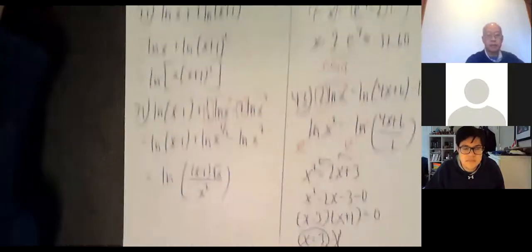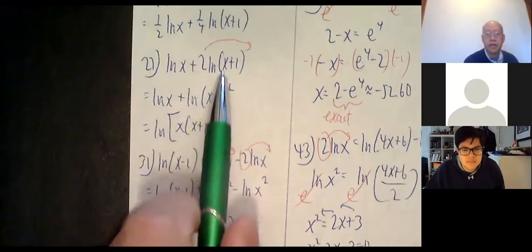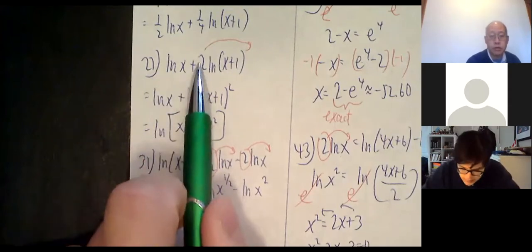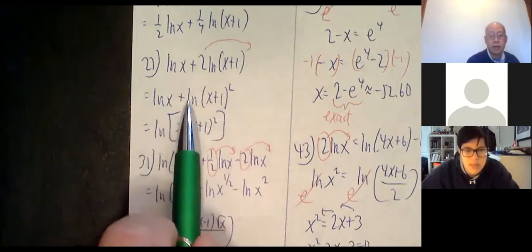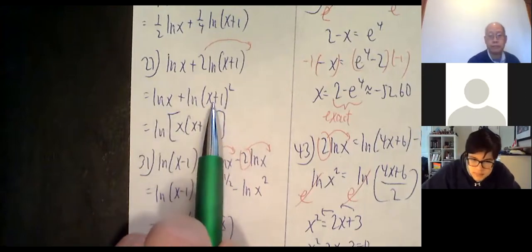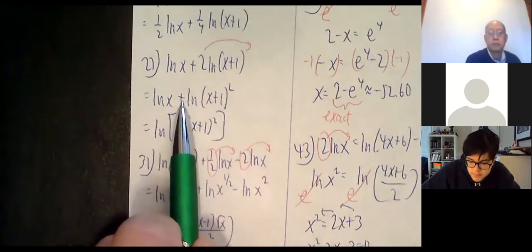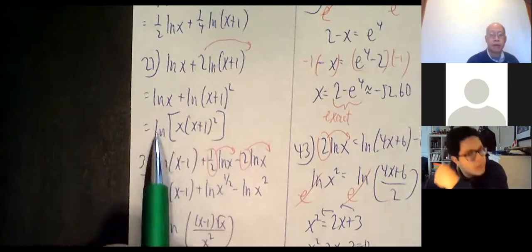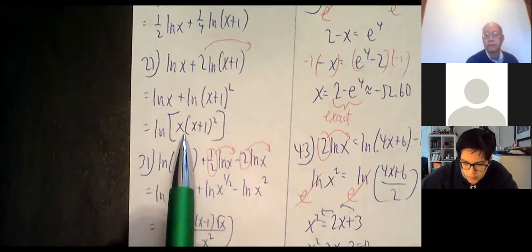Okay, 27. ln x plus 2 ln x plus 1. This doesn't have any coefficients, so don't worry about it. 2 climbs back up. Leave that alone, ln of x plus 1 squared. And now there's a plus. So what happens if there's a plus? You multiply these. So ln of x times x plus 1 squared. And that's my answer.